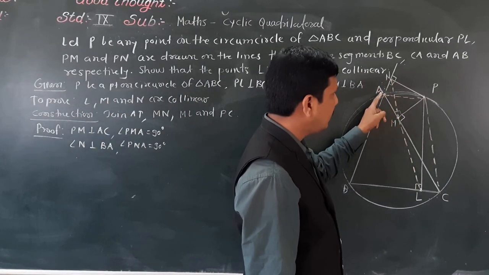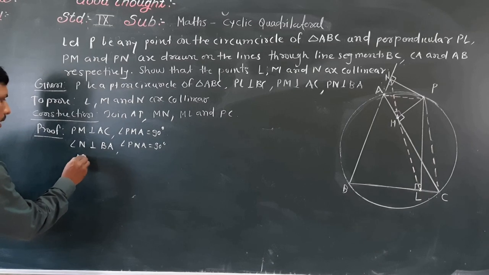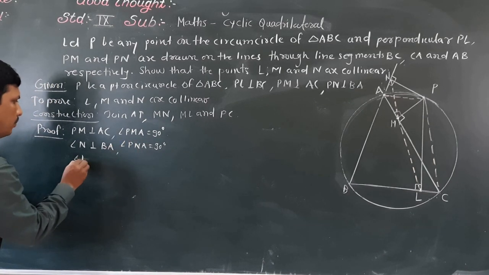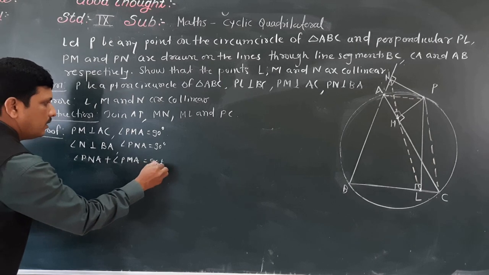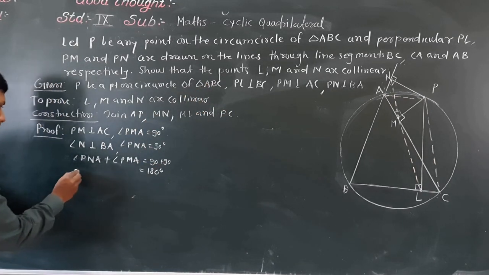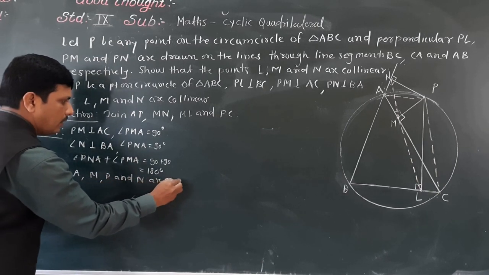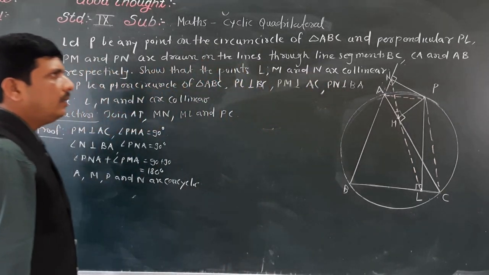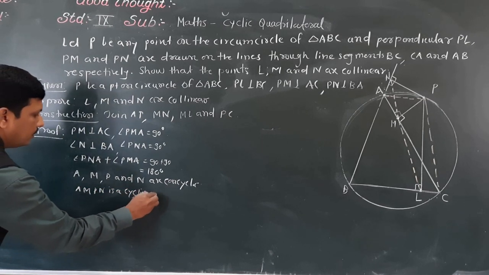So in this case we can say A, M, P and N are concyclic. Angle PNA plus angle PMA is equal to 90 plus 90, that is 180 degrees. So we can say points A, M, P and N are concyclic, which means quadrilateral AMPN is a cyclic quadrilateral.